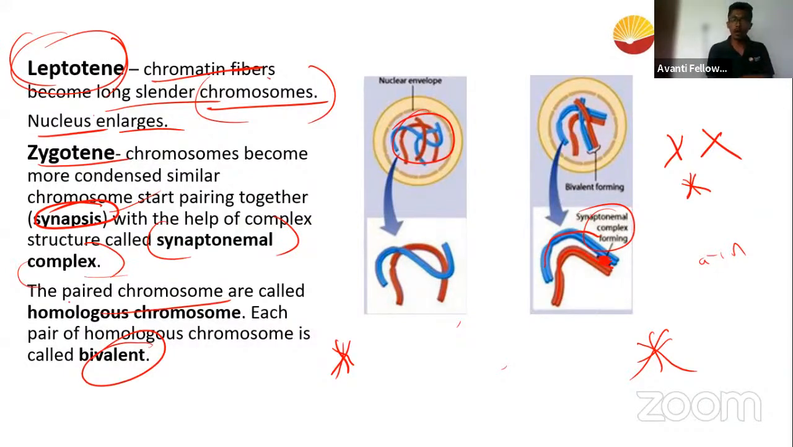So what happened, guys? Once we have this synaptonemal complex, we know that this has two chromosomes involved, so we can call it a bivalent structure. So bivalent, synapsis, synaptonemal complex, and homologous pairing all come under zygotene.